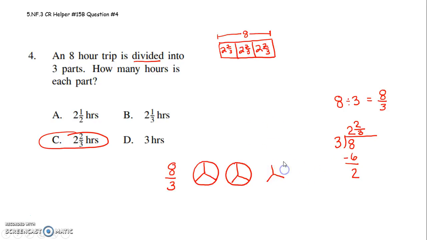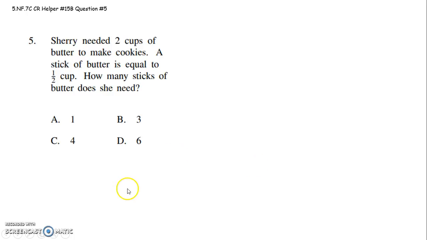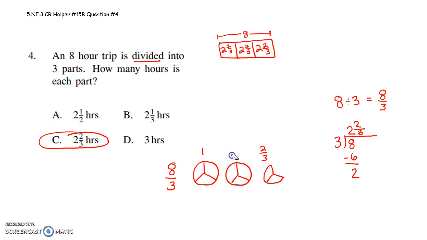So out of this last circle, I really only needed 2/3 of it. So that's 1, 2, and 2/3. That's 1 whole circle, that's a second whole circle, and then I have 2/3 of a circle. Oops, sorry about that. This might be confusing. Maybe I'll just put 1 whole circle. 1 plus 1 plus 2/3 of another is 2 2/3. All right, I hope that helps.